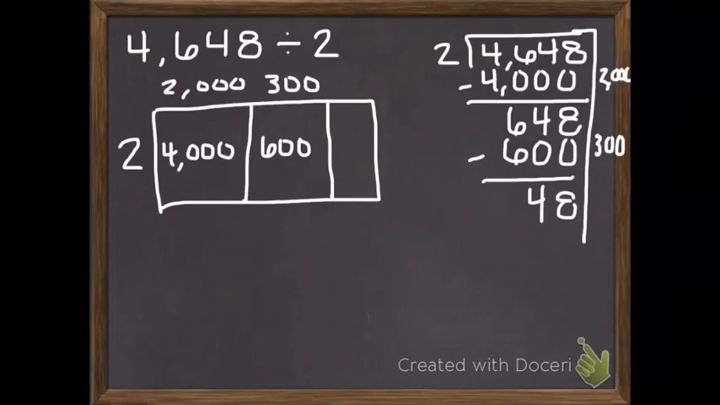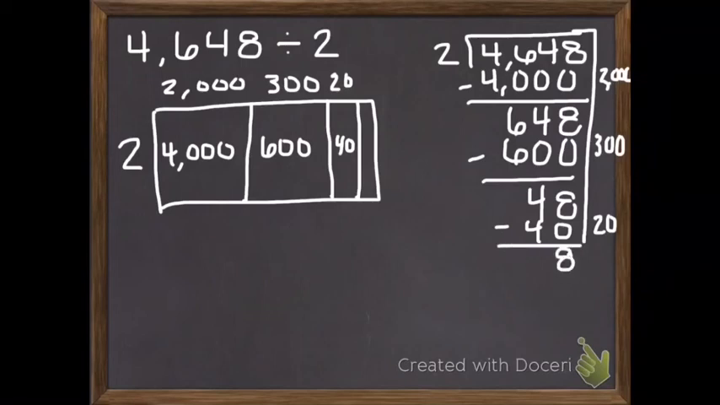Well, I don't know a fast fact that gets me to 48. So I'm going to think in multiples of 10. 2 times 10 is 20. 2 times 20 is 40. That's pretty close. I'm going to try that. 2 times 20 is 40. So 2 times 20 was 40. And I just need to subtract that from my dividend. That leaves me with 8.